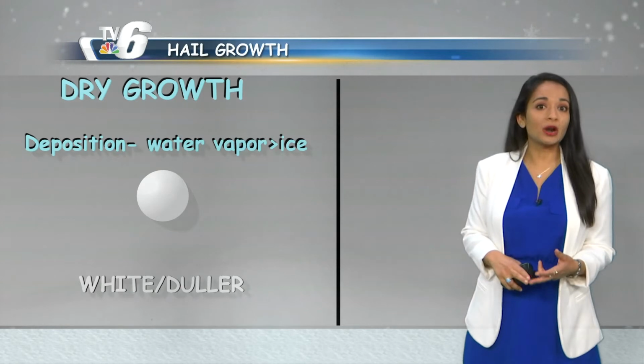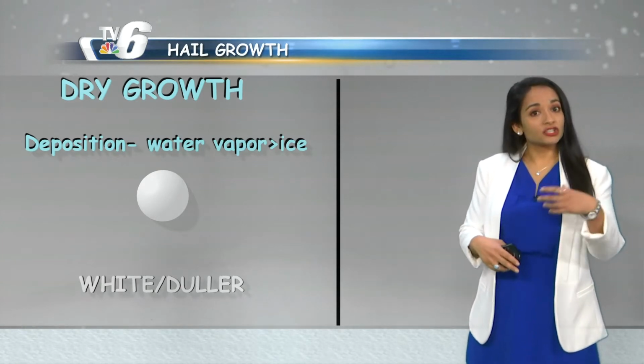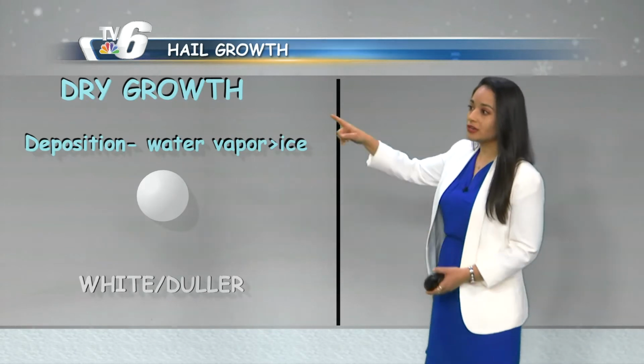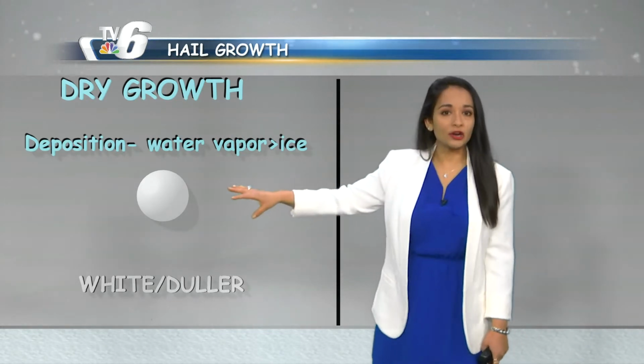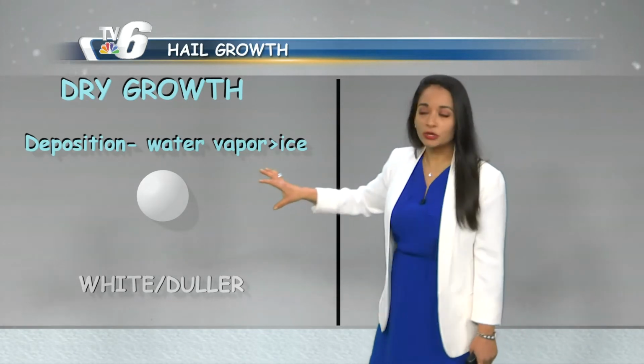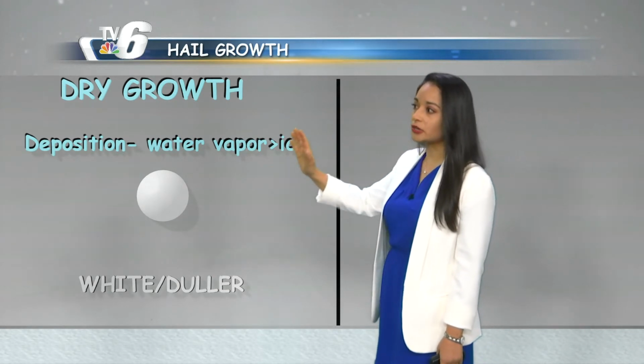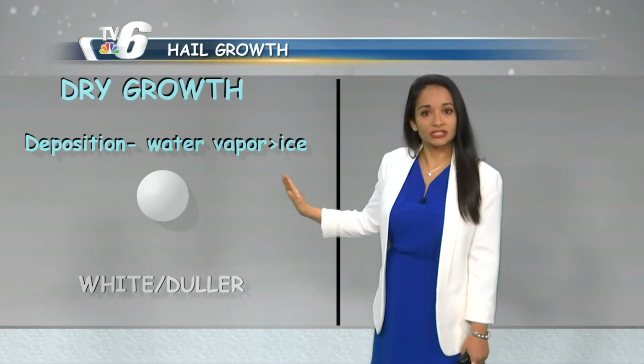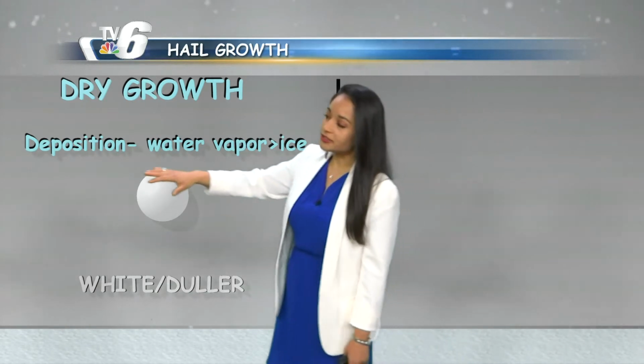But there are two different processes for it to actually grow. So the first process is called the dry growth process, and that's where water vapor quickly transitions over to ice. So it goes from the water vapor stage to the ice into a solid stage. So that is known as deposition.